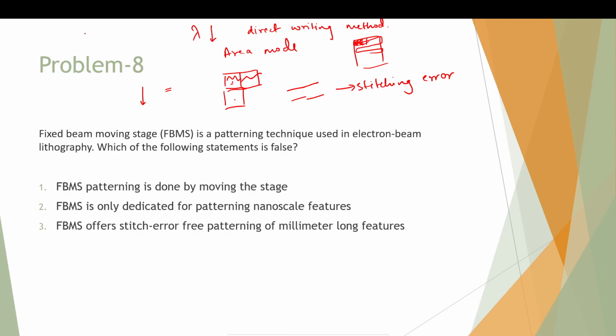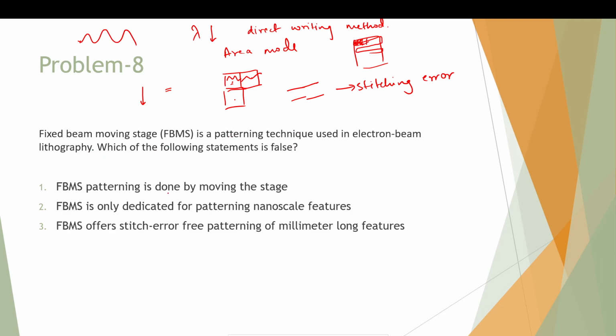So if I want to write something like this, I will just keep my pen here and then move the underlying substrate, or I will just keep my electron beam here and then move the underlying substrate so that I can get this pattern. So this is called the fixed beam moving stage patterning technique. This is used in electron beam lithography.